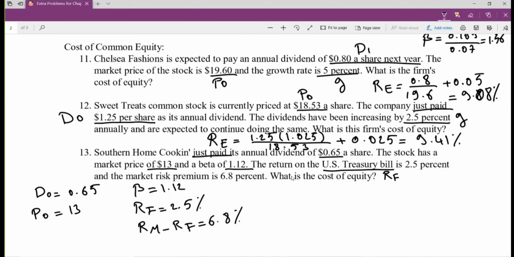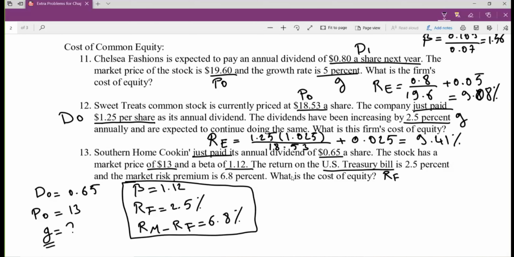So as you can see here, I have information that relates to the dividend growth model and information that relates to the capital asset pricing model. However, I will be applying the second model in order to estimate the cost of equity, because here there's some missing information: I don't have the growth rate. The growth rate is missing.